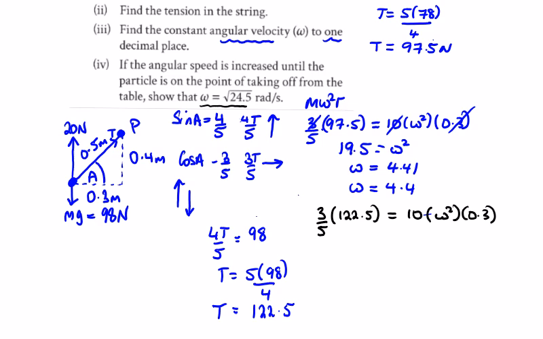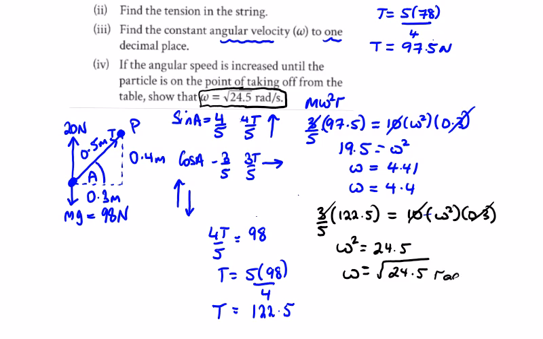So we have a cancellation, we've got my 3, so w squared this time will be equal to 122.5 divided by 5, which is 24.5. So the new angular velocity will be equal to the square root of 24.5. And actually that's just what we're asked to show. Show it's equal to the square root of 24.5 radians every second.